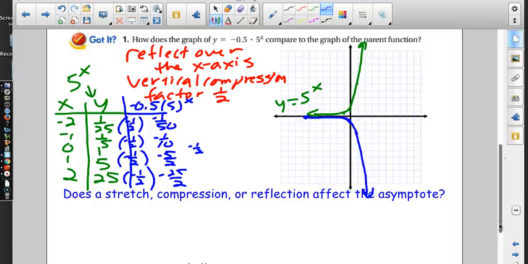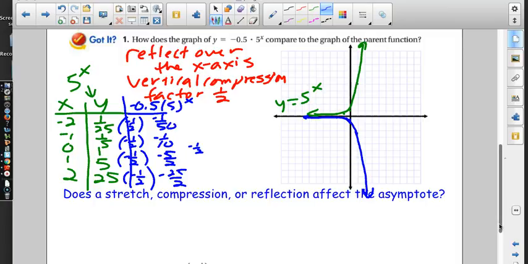So it did reflect over the x-axis, we can see that. And again, the compression is just really hard to see, but we know that one there was supposed to take us all the way up to 25, and this one is only taking us to negative 12.5. So the numbers tell us it's been squished.